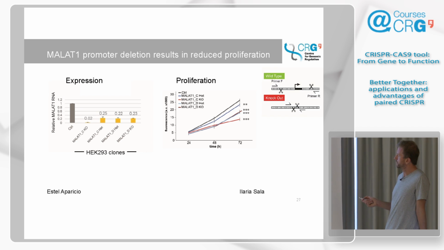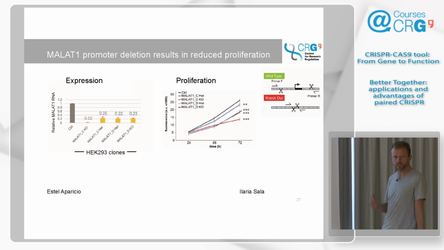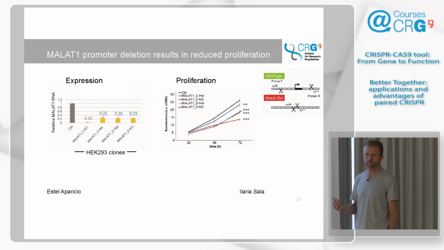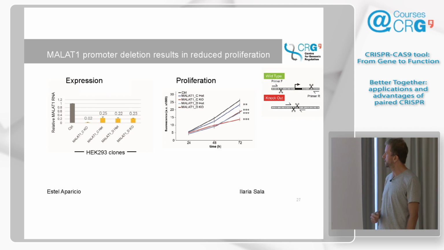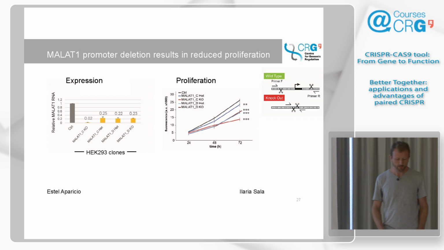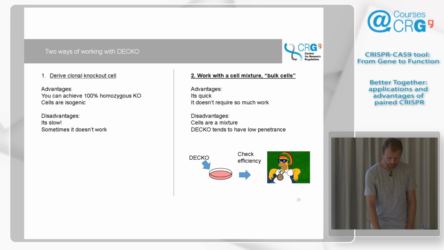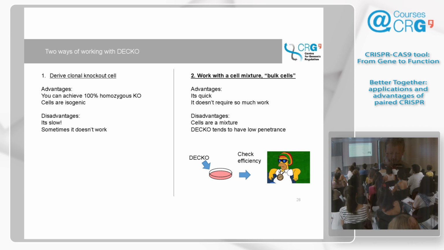MALAT1 is known to give a proliferation phenotype. When you knock it down in cells, they proliferate less rapidly, and we saw that with these cell lines which we derived. This red bar corresponds to this one. So we think that the amount of reduction in growth correlates a bit with the reduction in expression of MALAT1. Okay, so that was all the deriving of clonal cells.